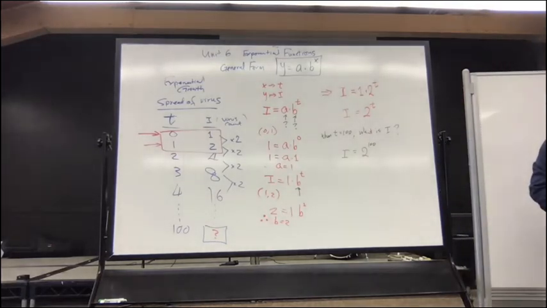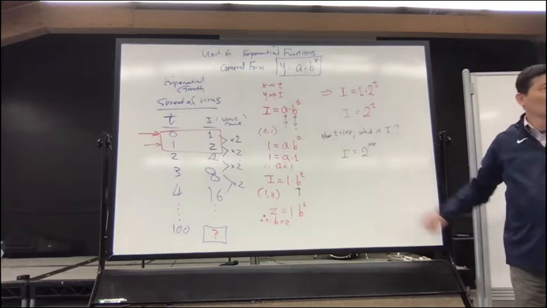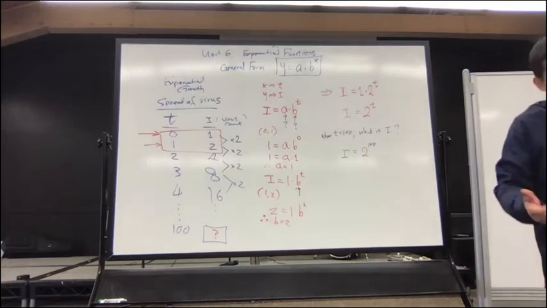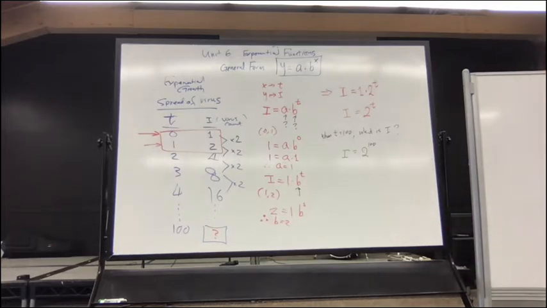Right? And that's the answer. Do we need to know what it is? I mean, you can use your calculator. 2 multiplied by itself 100 times. I get an error.